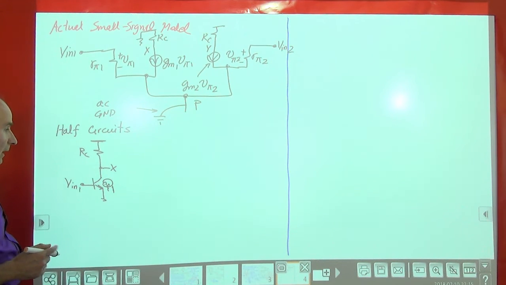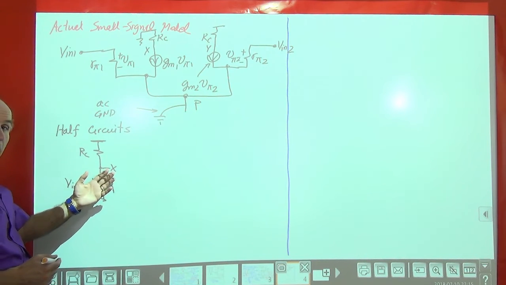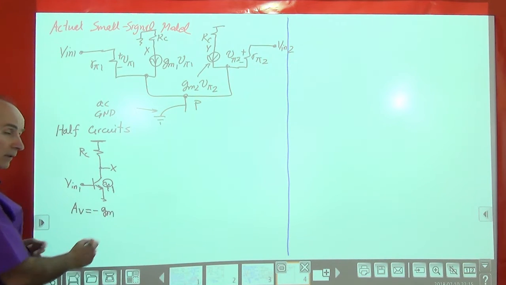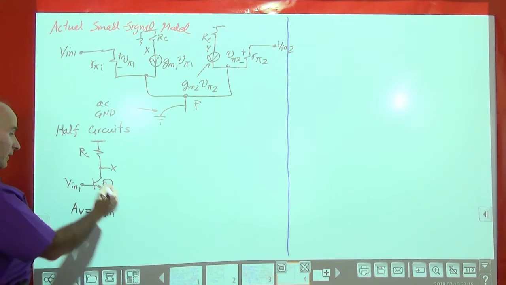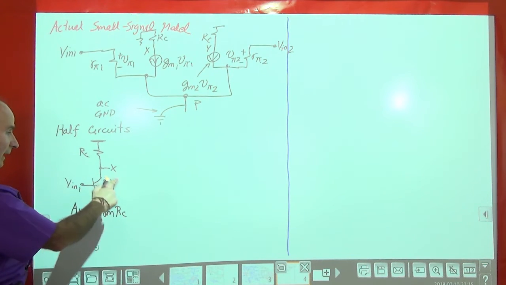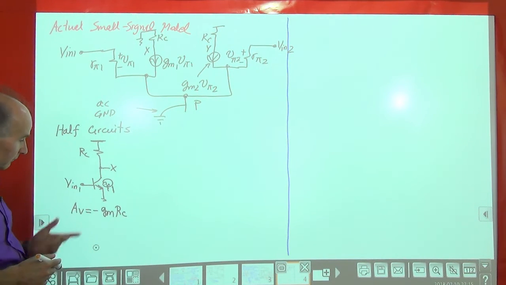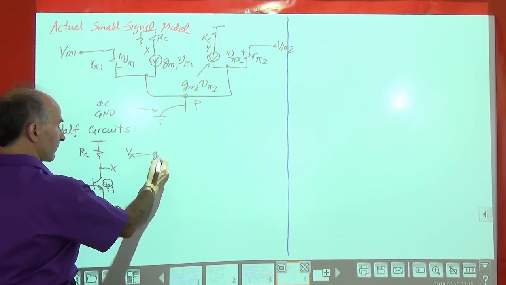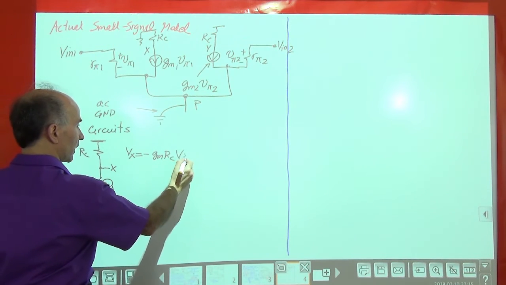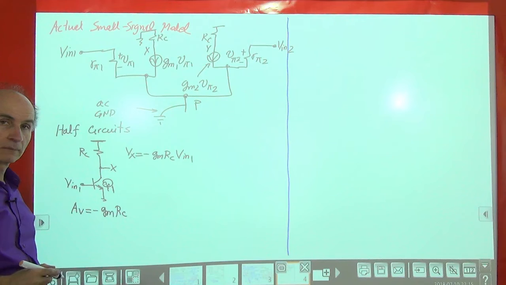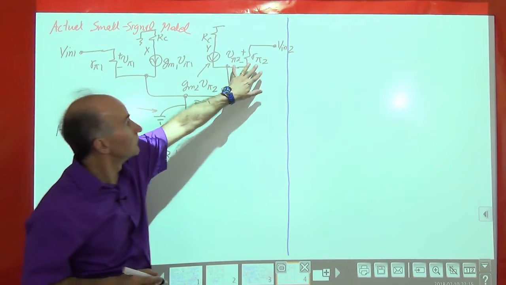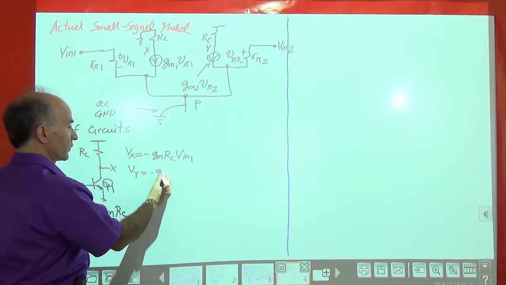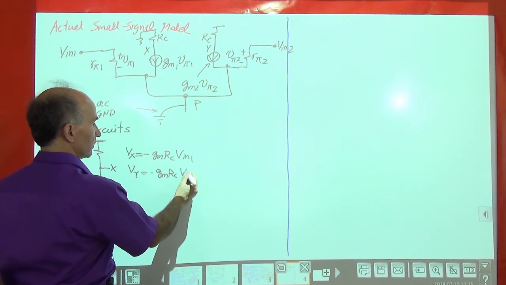Okay, so what is the voltage gain from here to here? We know that the voltage gain is minus Gm of the transistor times the load resistor, provided that we neglect the early effect. Okay, so that means that I can say Vx equals minus Gm RC Vin1. How about the other side? Same story. So I can write Vy equals minus Gm RC Vin2.